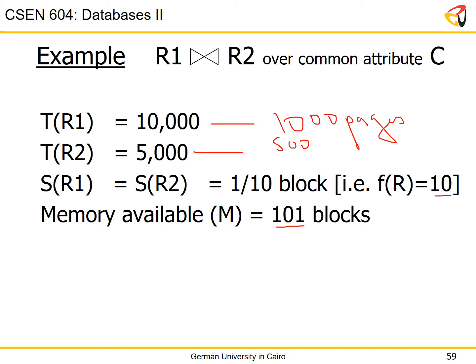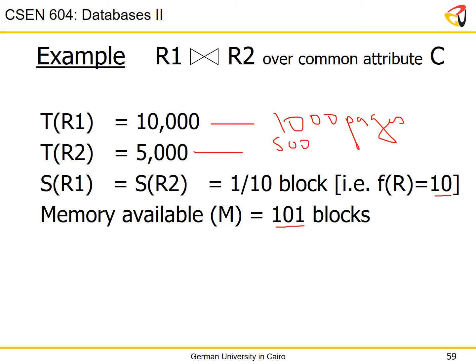So let's try to think of estimates for doing a join on two tables, R1 and R2, obviously with some common attribute. If the number of rows in R1, TR1, is 10,000, and the number of rows in R2 is 5,000, and it's just an assumption here that the size of a row in R1 is equal to the size of a row in R2, which is that it takes 1/10 of a block. In other words, I can store 10 rows or 10 tuples in a page or in a block.